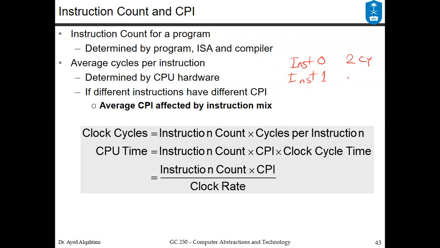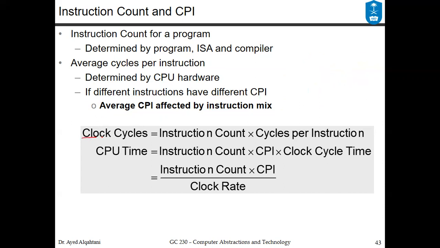Instruction 1, maybe it needs more or less than that. So let's consider that it will need only 1 cycle. If we have millions of instructions or hundreds of thousands of instructions, each one of them will have its own number of cycles that it needs. So what you should worry about is the average cycles per instruction. It's determined by the CPU hardware. If different instructions have different CPI, and this is usually the case, then you worry about the average CPI affected by this instruction mix, and we will give a lot of examples about this.